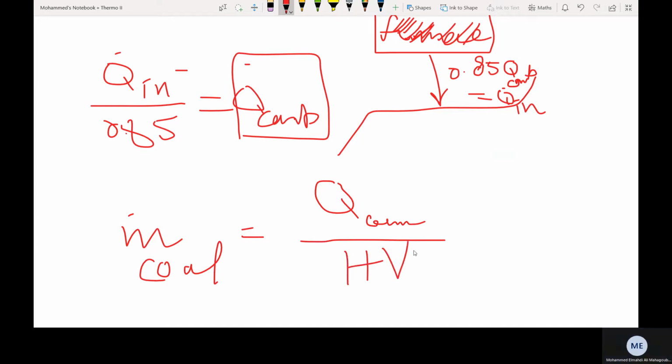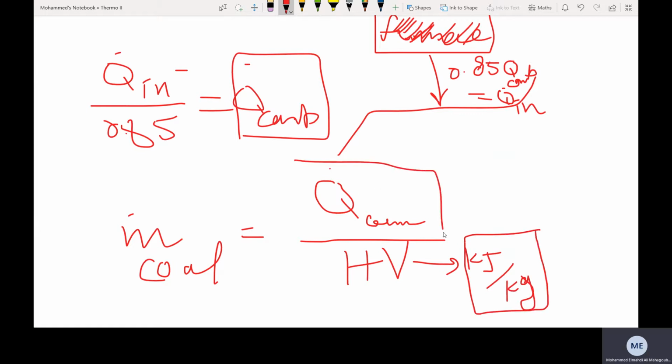Yes. Why? Because the heating value is kilojoules per kilogram, and the Q combusted is going to be in kilowatts. Then when I divide them together, I'm going to get kilograms per second. Okay, let us do the Q combusted.